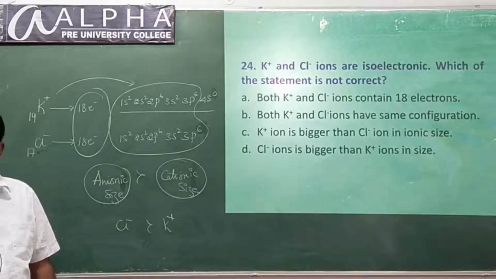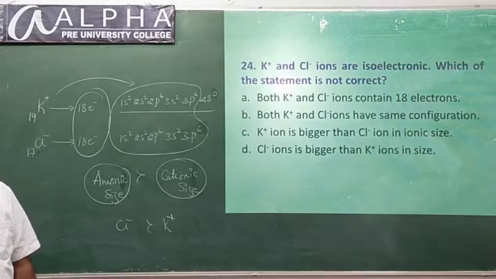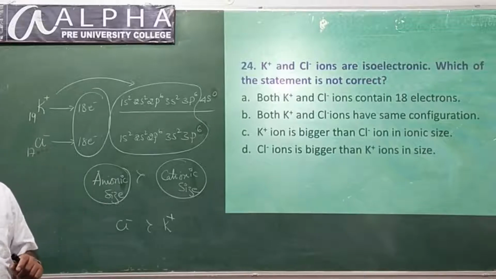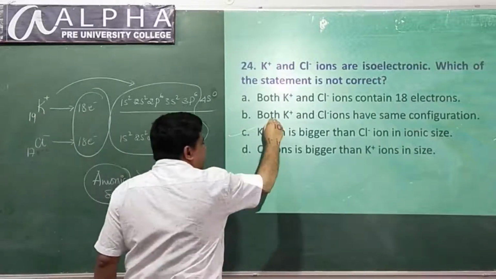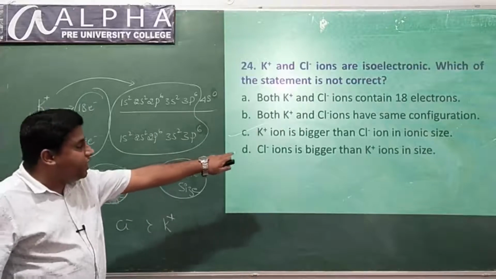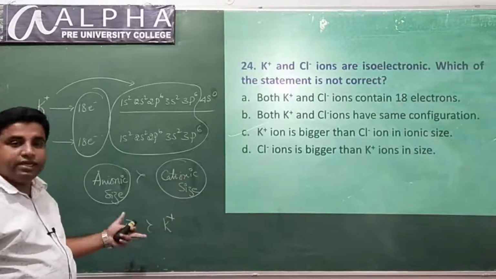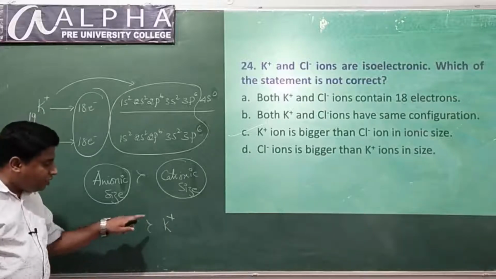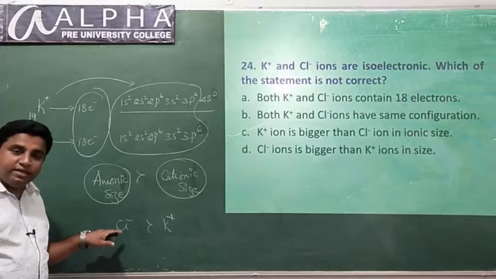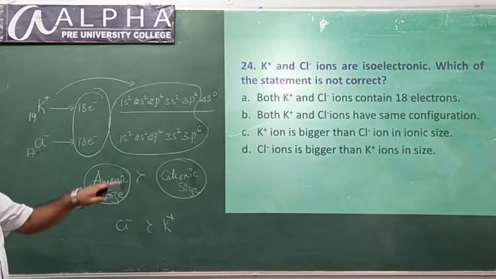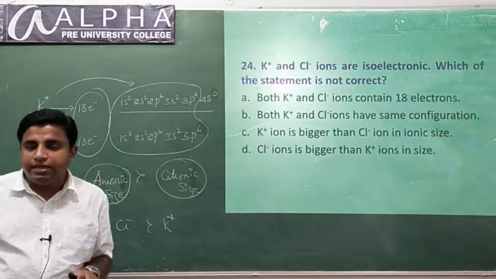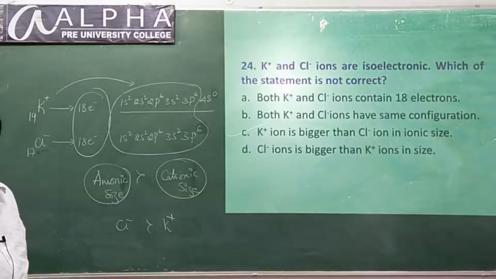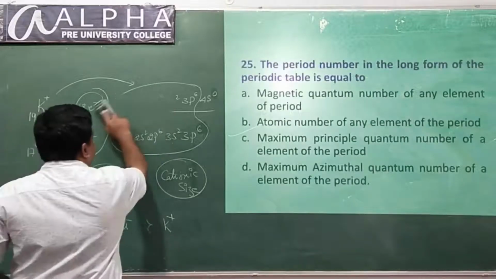So option C says K plus ion is bigger than Cl minus ion. No, cations can never be bigger than anions. Cations are always smaller than anions. So option C is not correct. How about option D? Chloride ions are bigger than K plus ions in size? Yes, obviously, because anions are bigger than cations. So option D is also correct. A is correct, B is correct, D is also correct. Then which is not correct? It is option C. Simple? That's good. Let us move on to the next question.